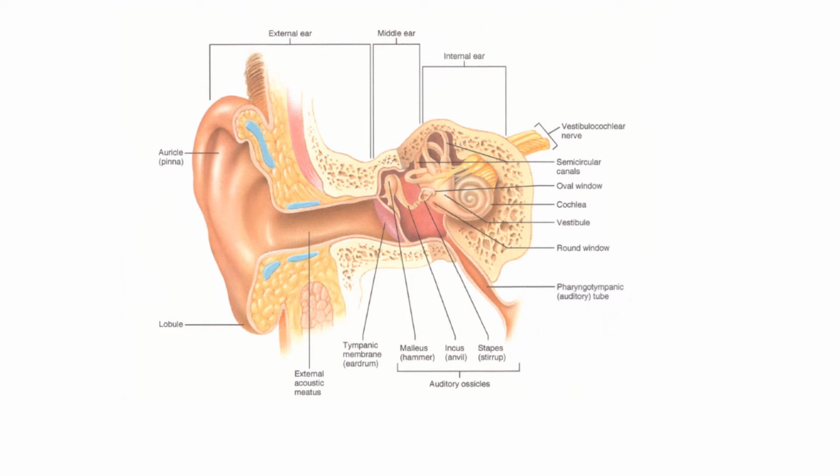So let's talk about the three parts of the ear. We have the external ear, middle ear, and internal ear. Let's talk about the external ear first.